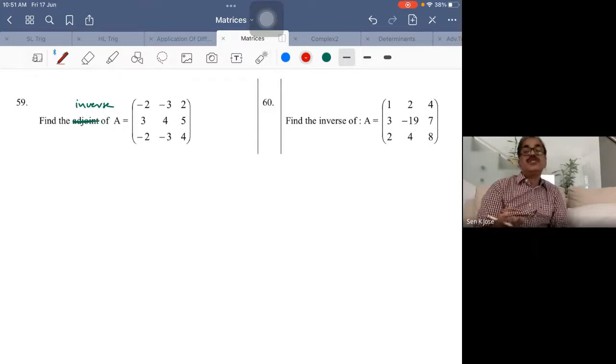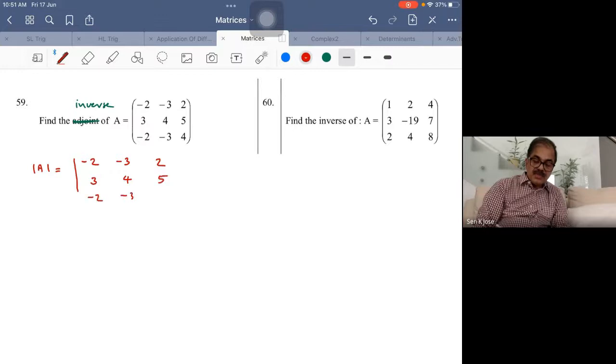If it is not 0, we'll go ahead and find the cofactors, then the adjoint, and then the inverse. So I'm going to do determinant A first before adjoint. Determinant A: -2, -3, 2, 3, 4, 5, -2, -3, 4. That's determinant A. And then you start expanding.